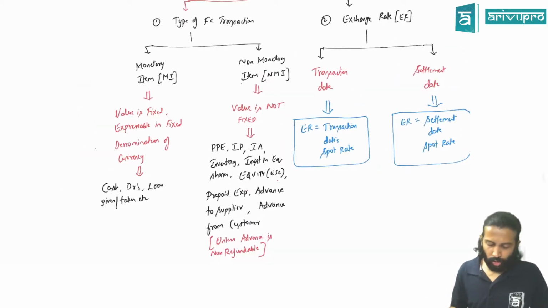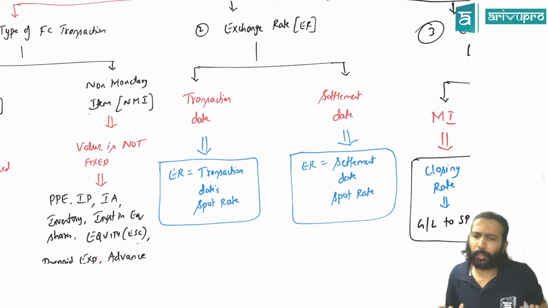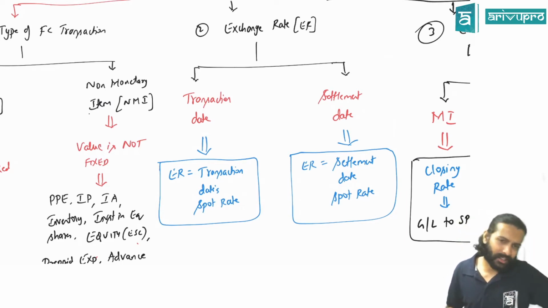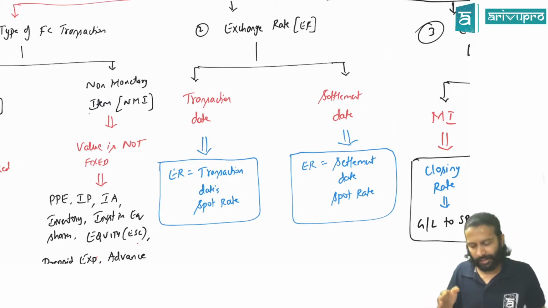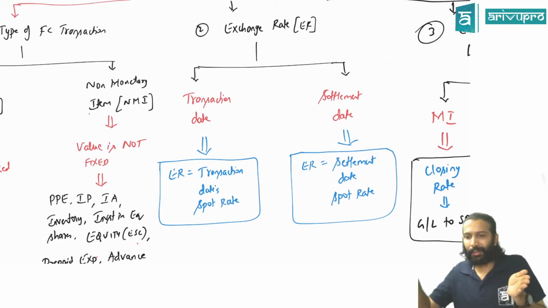So whether it is monetary or non-monetary doesn't matter. On the transaction date, everything is recorded using the exchange rate on the date of transaction. That's what we call the transaction date spot rate. Initial recording will happen at the transaction date spot rate. Settlement will happen at the settlement date spot rate. But between this transaction and settlement, no.